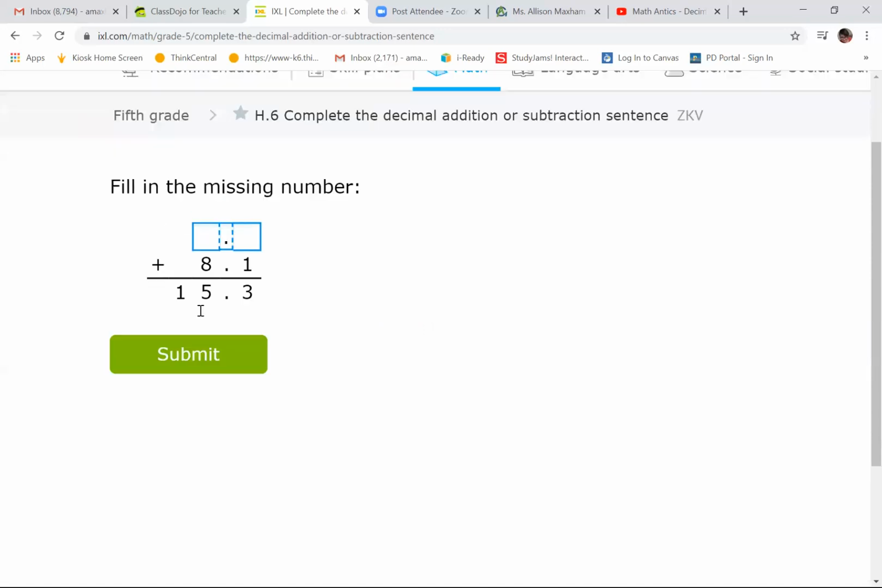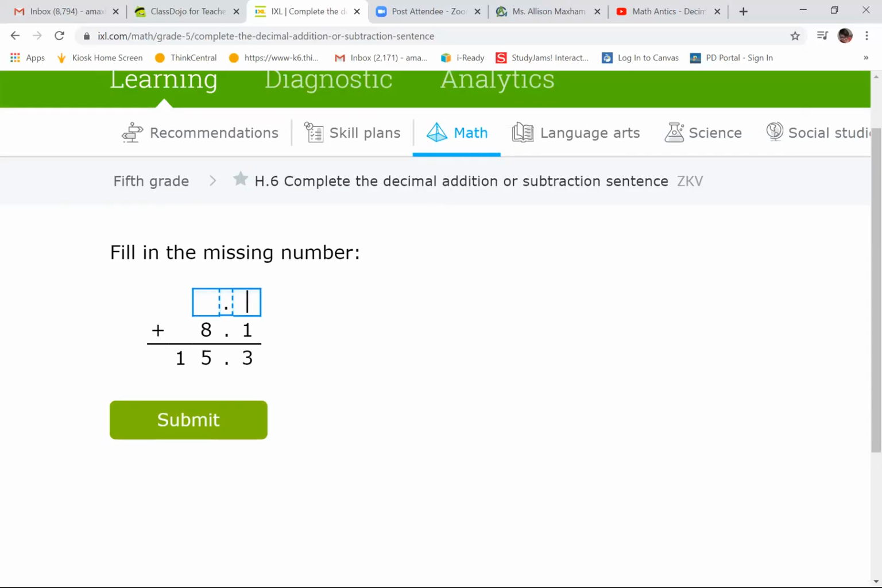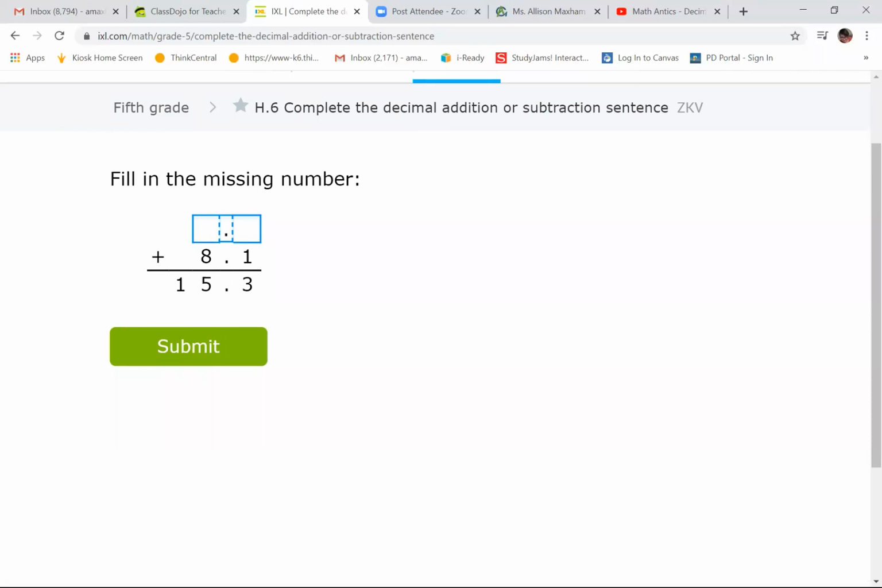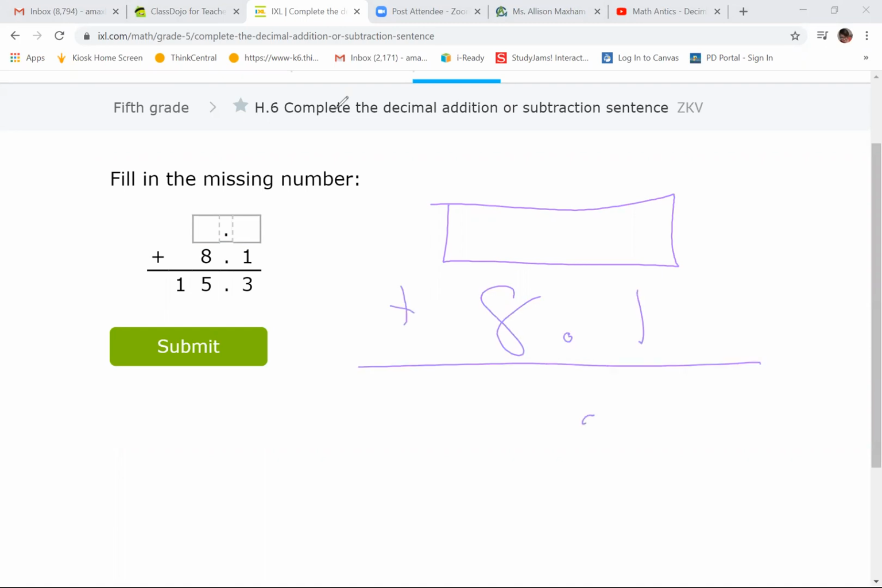Ooh. Oh, I like this one. Ooh, this is a good one. All right, write it down. Don't even try and say you don't know how to do this. Write it down. Think to yourself. You got this. Come on. There's my unknown number. Plus 8 1/10 equals 15 3/10.